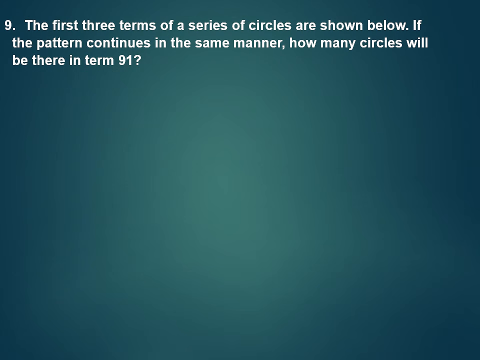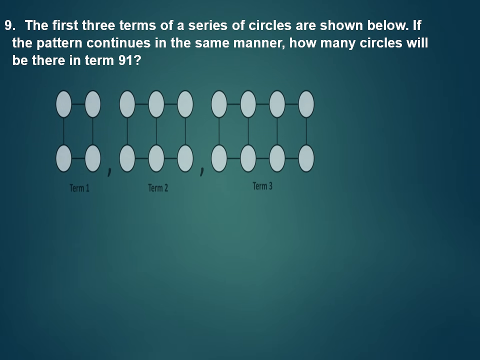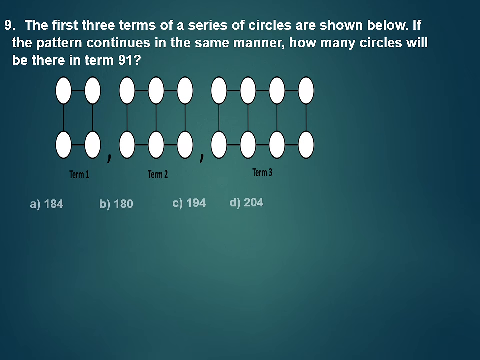Let us start with the ninth question. The first three terms of a series of circles are shown below. If the pattern continues in the same manner, how many circles will be there in term 91? Let us see the diagram and let us see the options. Term 1 has 2 columns, term 2 has 3 columns, term 3 has 4 columns, term 4 will be having 5 columns.